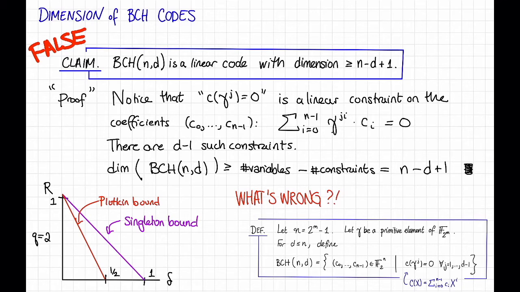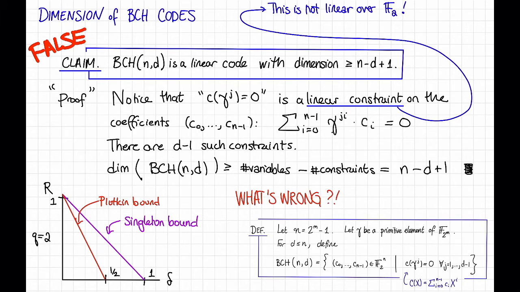Okay, so the problem is that this linear constraint is not linear over f2. That is, a constraint that's linear over f2 looks something like this. That is, it says that some linear combination of the ci's should be 0, where the coefficients of the linear combinations need to live in f2. Here, these coefficients live in fq, the big field. So this is not actually a linear constraint in the vector space f2 to the n. Therefore, this linear algebra claim is not legit. So that's the problem.